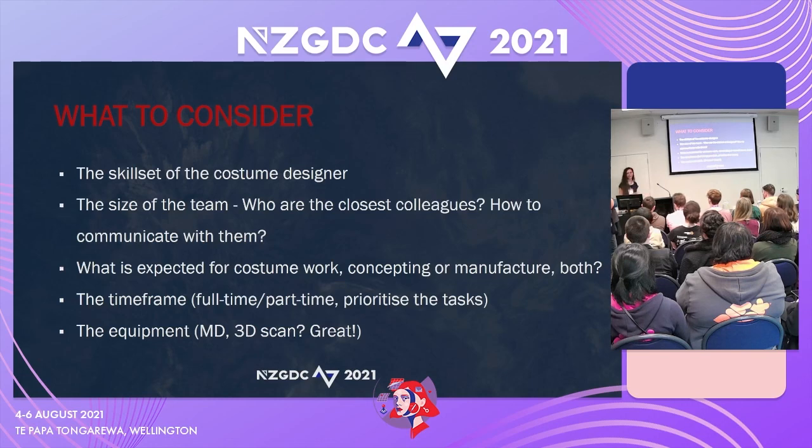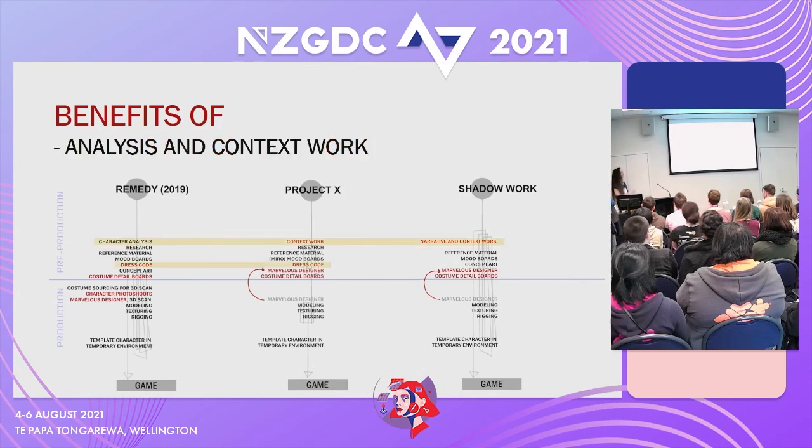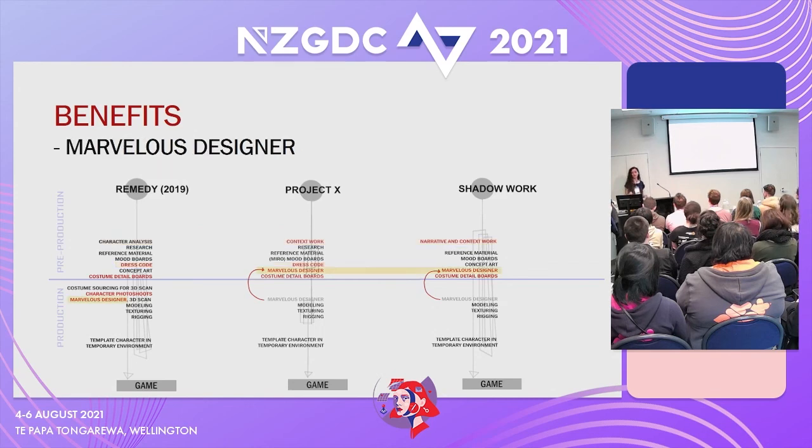So those are brilliant. I'll address the benefits of consulting a costume designer by aligning all the pipelines we've gone through of each production. You don't actually need to see what it says. I'm going to highlight each of them. So, analysis and context work. The costume designer can develop the context further and create dress code documentation to define the fashion of the world. Marvelous Designer was utilized in each production for both technical and design iteration and costume manufacture.